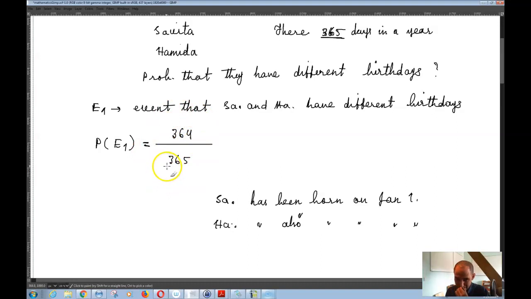Now the next part of this question is, so you can calculate this. For example, you can calculate 364 divided by 365 as 0.997, for example. 0.997, right?